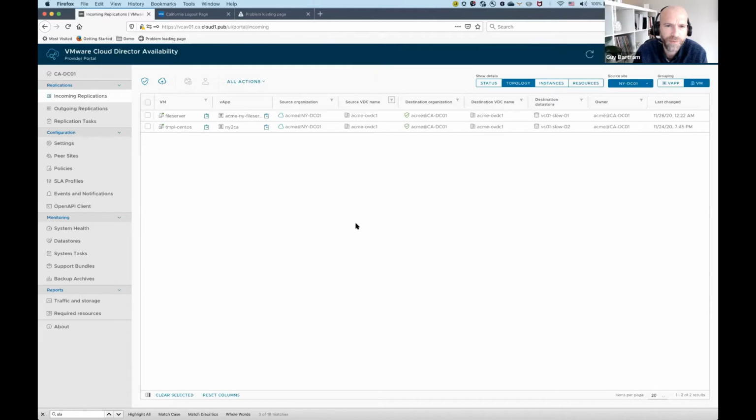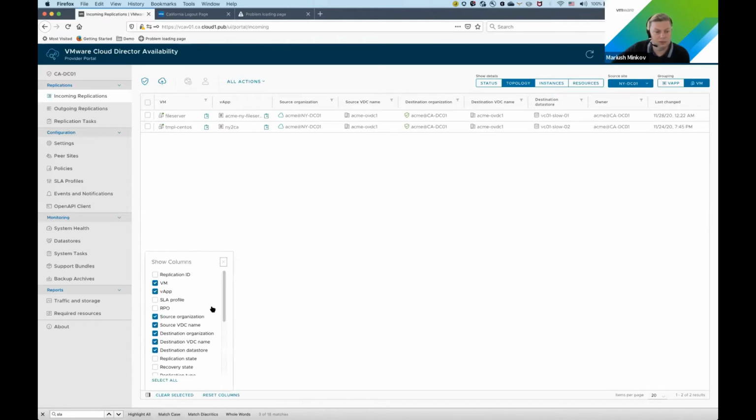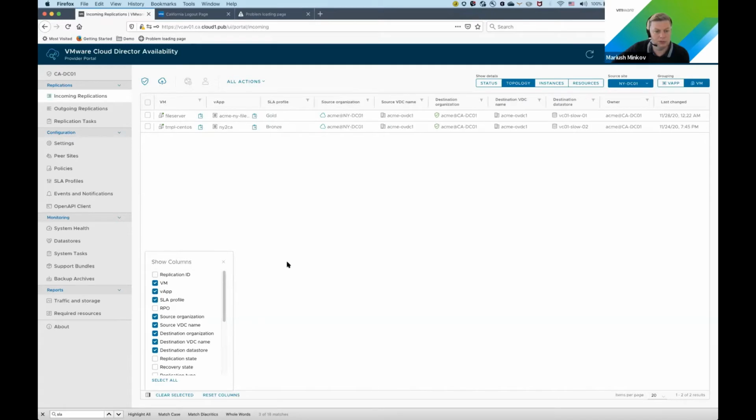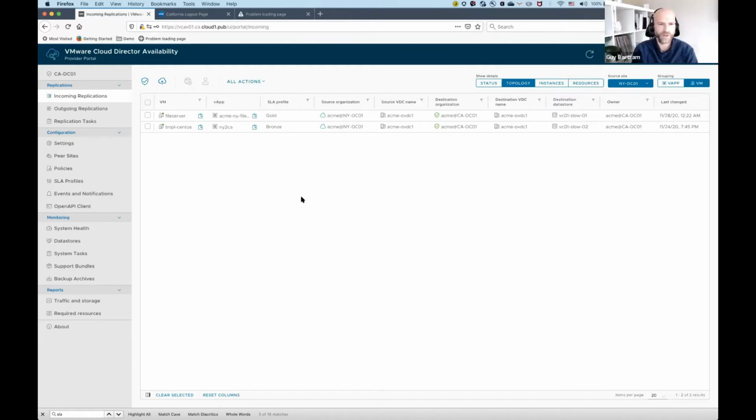Okay. And can we see what SLA profiles they're consuming in this type of view as well? Absolutely. These preset views are modifiable, and you can easily change the number of available columns. You just need to select the SLA profile and add it here. And now it is available both in the topology view and also in the status view. Brilliant.